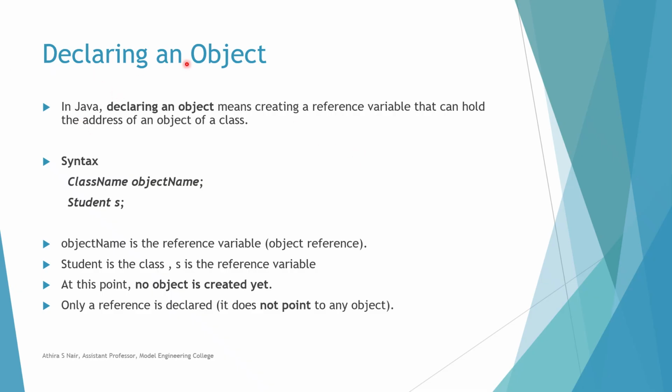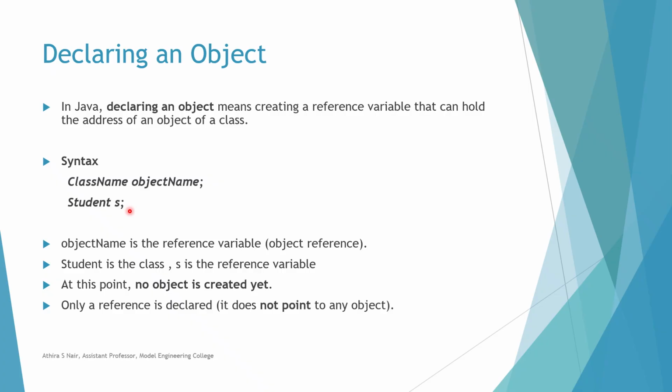Let's start with declaring an object. Remember that in Java, everything revolves around objects. So before using an object, we first declare a reference variable. The syntax is class name and object reference. For example, Student s. Here Student is the class and s is the reference variable.